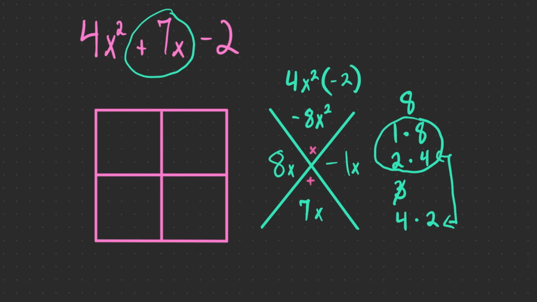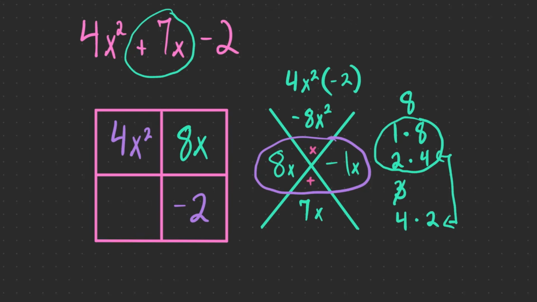Okay, so now let's go back to our original polynomial. Remember, the first term is always going to go here, so we're going to list 4x squared, and the last term is going to go down here. So 4x squared and negative 2. All right, and then the numbers we found here, these are going to go in the remaining boxes, and it doesn't matter which way you write them. I'll go ahead and write 8x here, and I'm going to write a negative x, because we usually don't write a 1 in front of an x whenever the coefficient is 1.